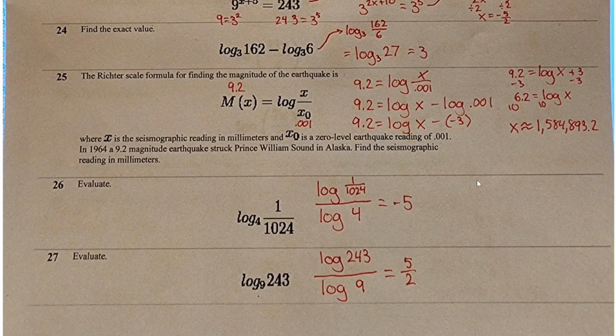Cool, that's my answer. It is that many millimeters in terms of the seismographic reading in millimeters. So it moves that many millimeters, which is a lot of millimeters. That's over a meter. It's 1.5 meters. So this thing's going crazy. It is like off the charts. It's a very, very large earthquake.